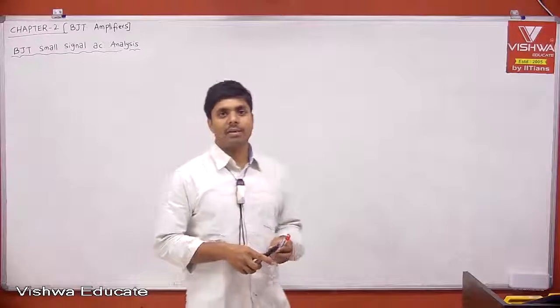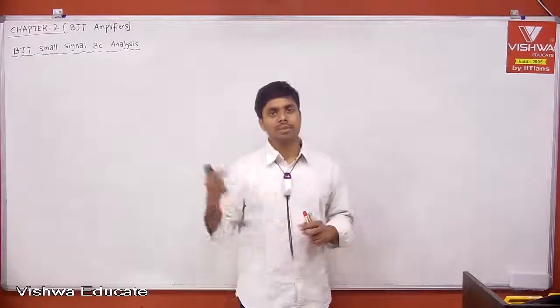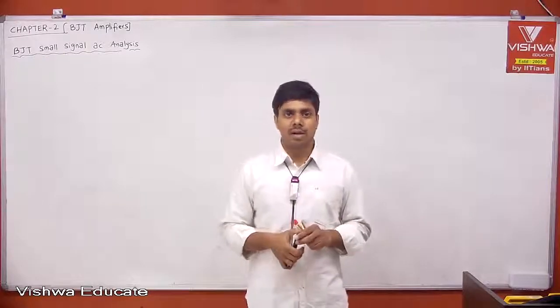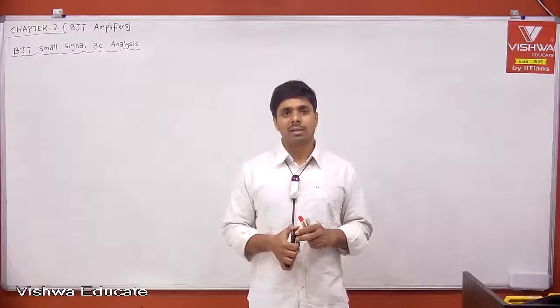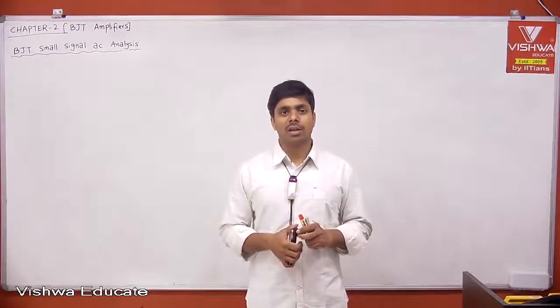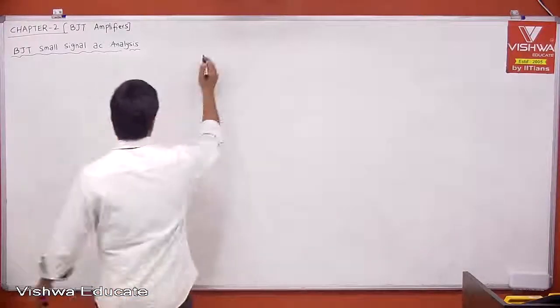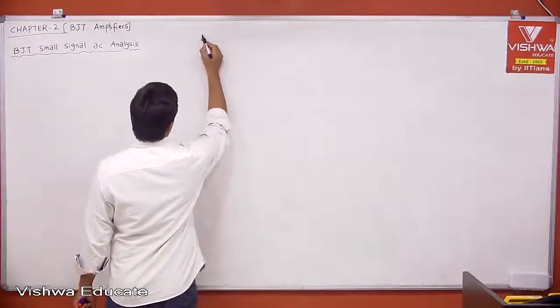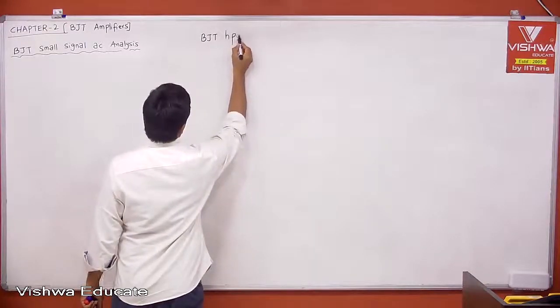Till now we had seen the H parameter model, and that is what we used for the BJT small signal AC analysis, right? But it has a limitation. The H parameter model has a limitation, and people explained something called the hybrid pi model.